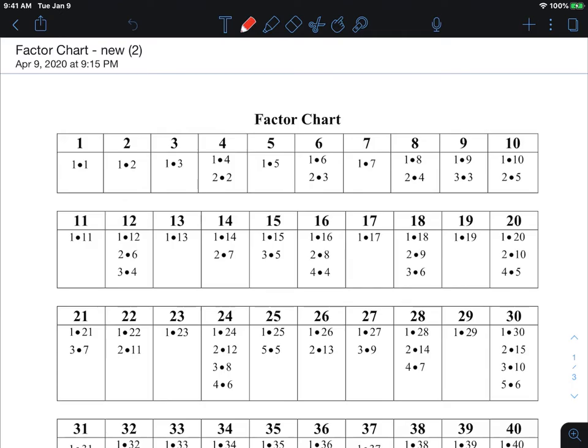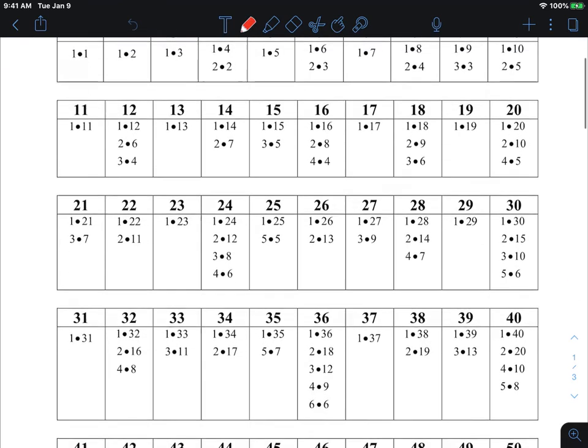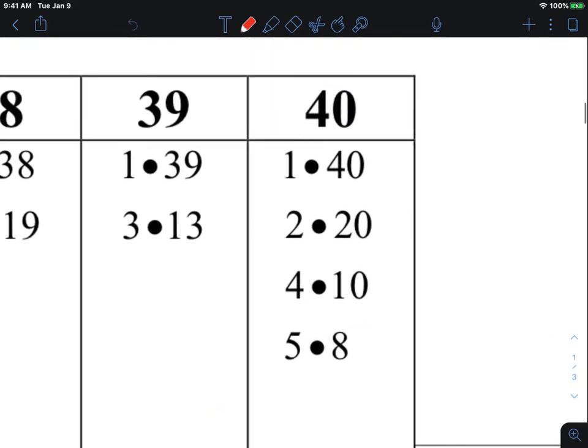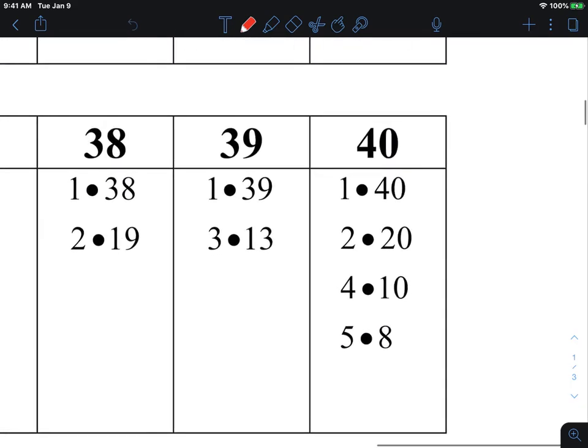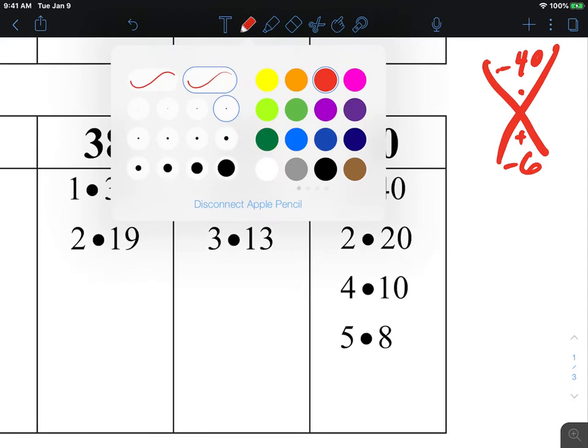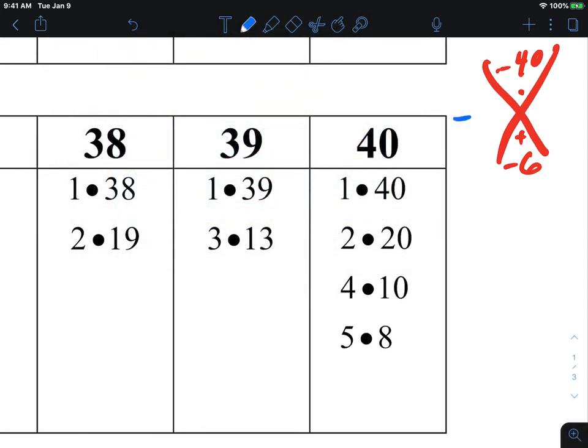All right, so I pulled up my factor chart, and what number do I want to go to? I want to go to 40, remember? Okay, so 40 is over here. So what am I thinking? What am I looking at again on this diamond? I was looking at -40 for the product, and the sum was -6, right? Okay. So because the product is negative on the top, we know that we're going to have mixed signs. One's positive, one's negative.